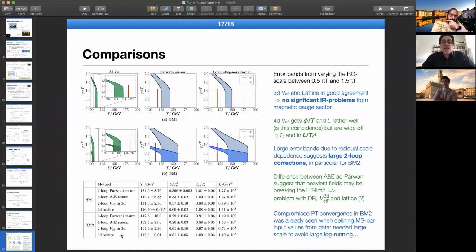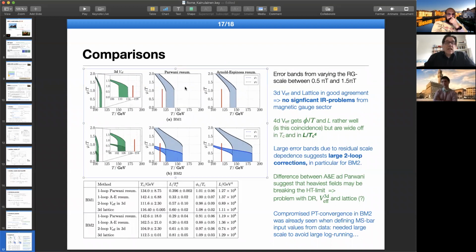final results. Here is, for example, phi over T computed with the 3D effective potential and then the 4D effective potential using either Parwani or Arnold-Espinosa. And if you look at the table here, you can compare the one-loop 4D effective potential methods, or the two-loop three-dimensional effective potential, to the lattice. You find that the two-loop effective potential and the lattice rather nicely agree for the critical temperature, for the latent heat, and also phi_c over T, and these are essentially the important quantities.